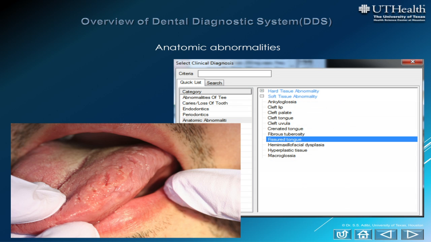Anatomic abnormalities have two subcategories of importance: hard tissue abnormality and soft tissue abnormality. This 35-year-old male Caucasian patient presented with the chief complaint of "I have a bad taste in my mouth." It may cause no symptoms other than sensitivity to hot and spicy foods. About 5% of the general population in the United States may have this benign condition.